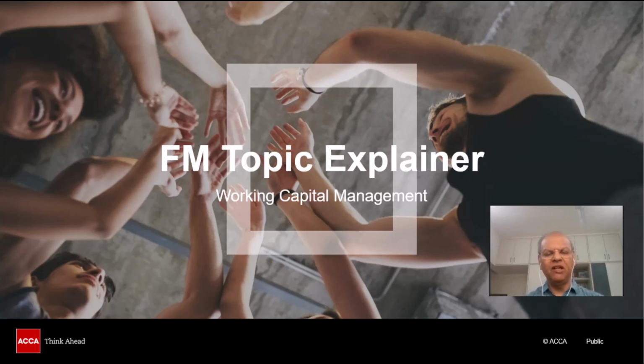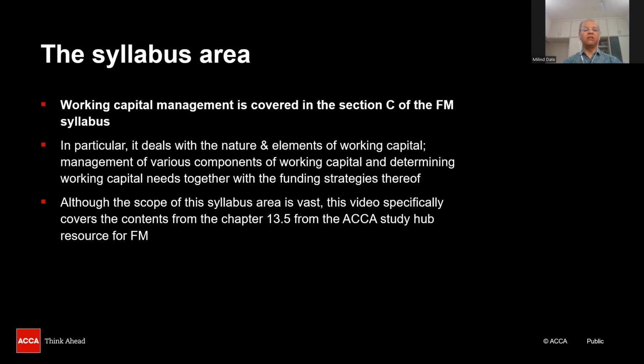So before we dive deep into it, let us look at how this topic is included in the AFM examination syllabus as such. Well, working capital management is covered in section C of the AFM syllabus. And in particular, it deals with the nature and elements of working capital, how the company manages different components of the working capital, and determining its needs together with the funding strategies.